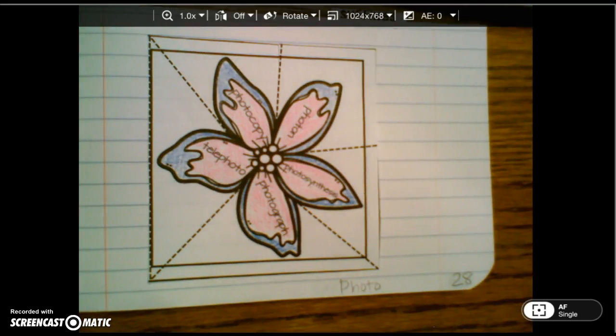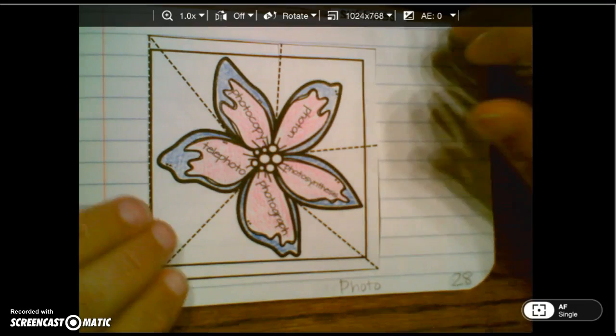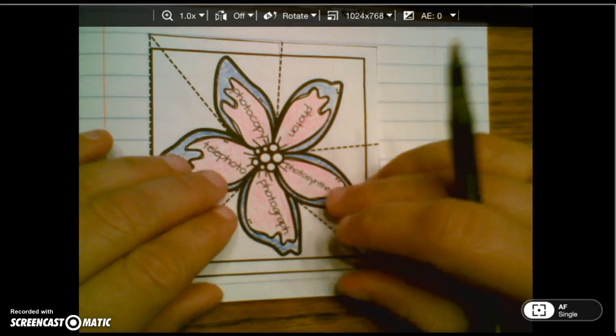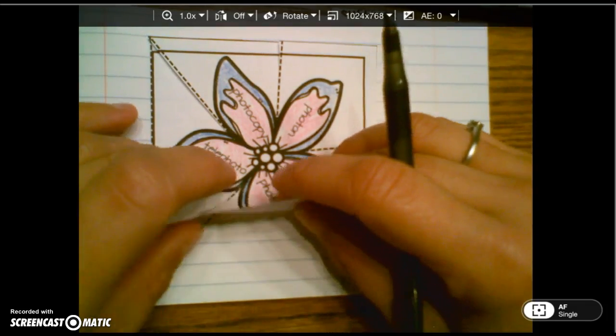Alright, now we need to write our definitions. Have our picture glued in. We want to write our definitions down. Alright, we're going to start with photography right here.